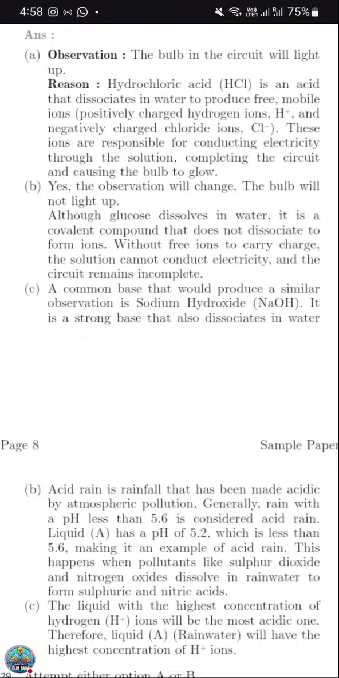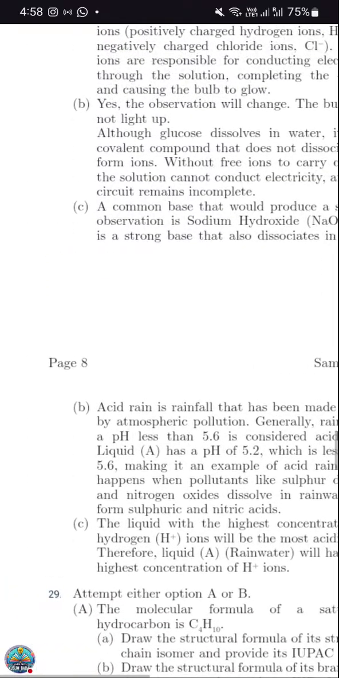The second question: the observation will change, the bulb will not light up. When glucose is taken, the bulb will not light up. Reason: because glucose cannot dissociate. The third question: what else can we take? So common salt we can take. Common salt is NaCl. The common base that would produce a similar observation is sodium hydroxide, NaOH. It is a strong base. Instead of salt, they asked which base we can use. So the answer will be NaOH, sodium hydroxide, which will dissociate in water. Now the next question.